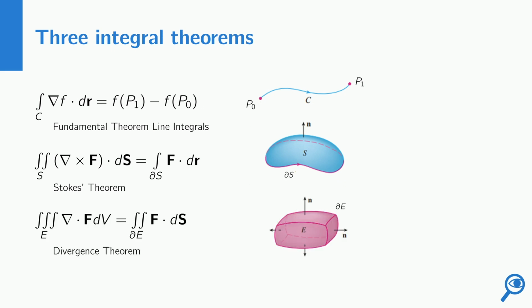Finally, we have the divergence theorem, which says this. If E is a solid region in 3-space with a boundary surface ∂E with outward orientation, then the integral of the divergence of a vector field F over E is equal to the integral of F over ∂E.